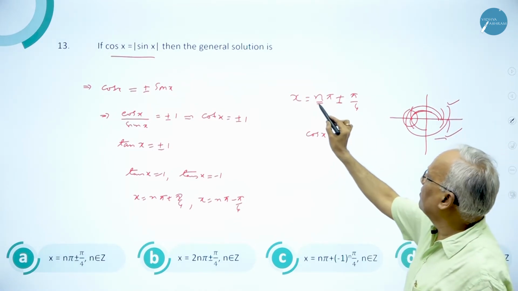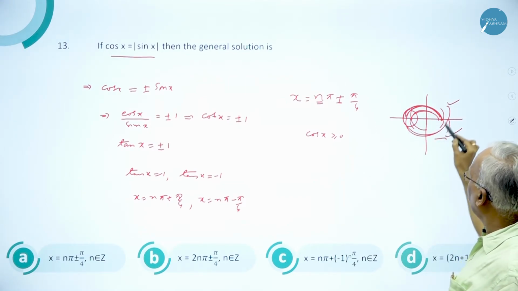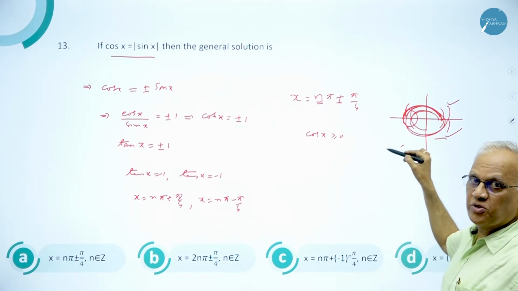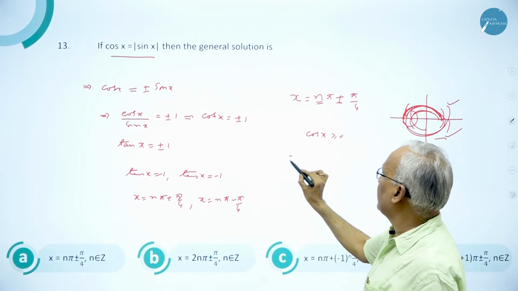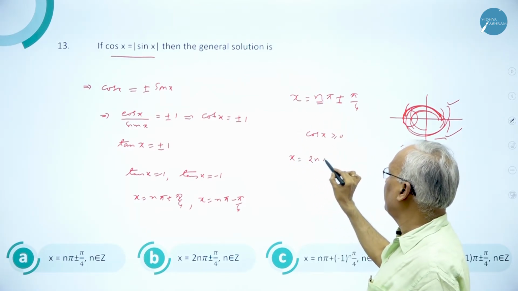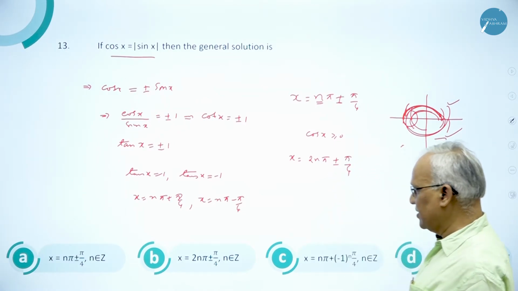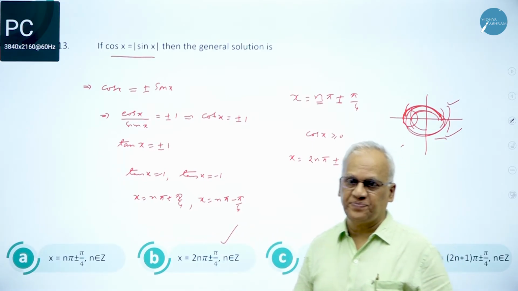If you choose odd number, say 1 pi or 3 pi, odd pi means it goes to second or third quadrant. So, you avoid this odd number. So, you must take x equal to 2n pi, that is even pi, plus or minus pi by 4. So, answer is 2n pi plus or minus pi by 4. It is not that. Okay.